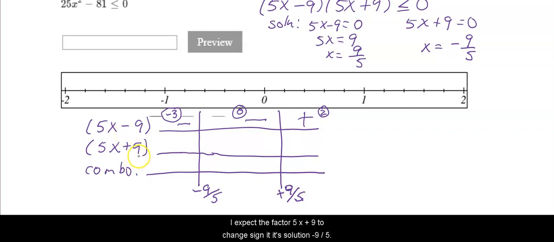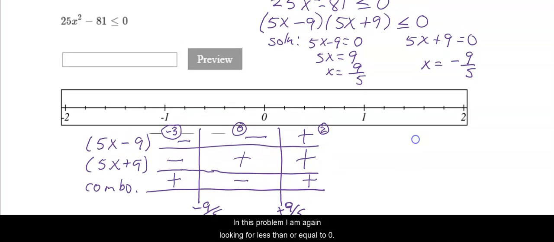I expect the factor 5x plus 9 to change sign at its solution, negative 9/5. Plug in the test point, negative 3. I get negative 15 plus 9, which is a negative 6, so it's still negative. Plug in test point 0 to get positive 9. It did change at its solution. Now plug in test point 2 and verify that it does not change again. The combination of those factors multiplied together will give me a positive, a negative, and another positive.